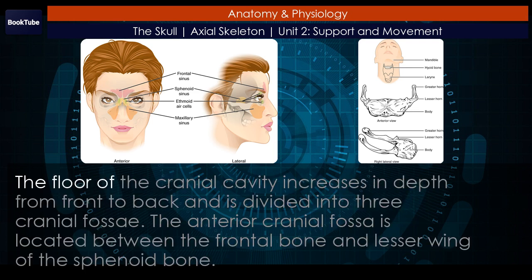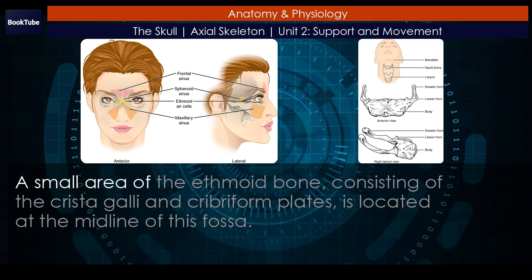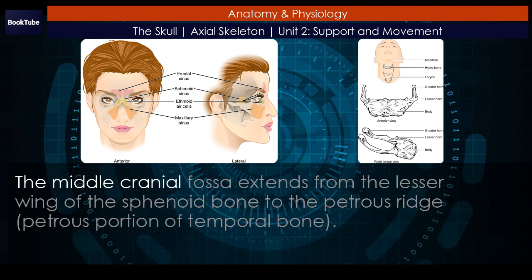The floor of the cranial cavity increases in depth from front to back and is divided into 3 cranial fossae. The anterior cranial fossa is located between the frontal bone and lesser wing of the sphenoid bone. A small area of the ethmoid bone, consisting of the crista galli and cribriform plates, is located at the midline of this fossa. The middle cranial fossa extends from the lesser wing of the sphenoid bone to the petrous ridge, petrous portion of temporal bone.